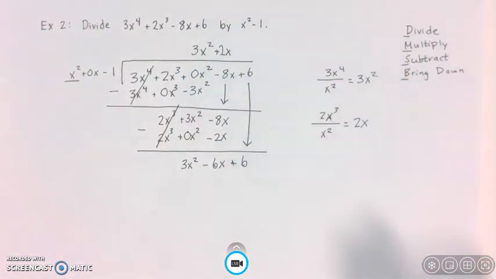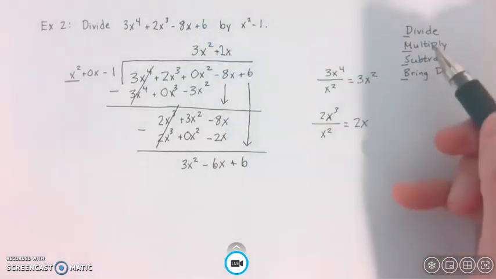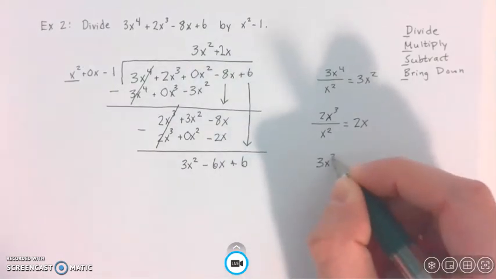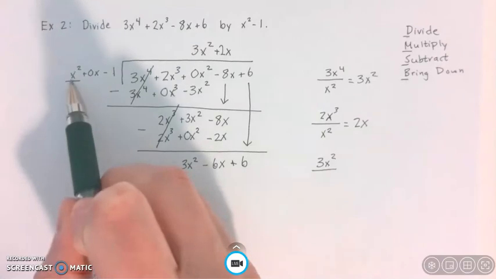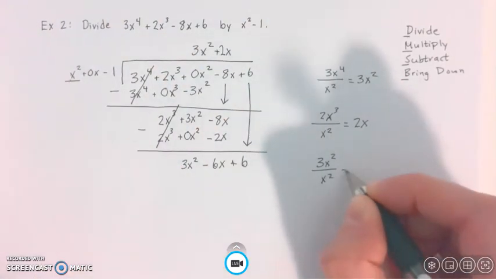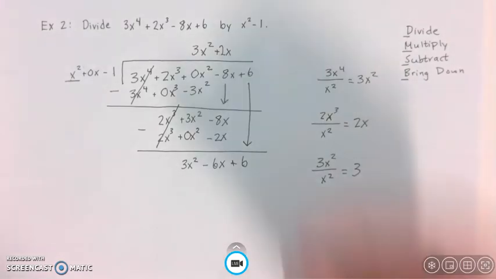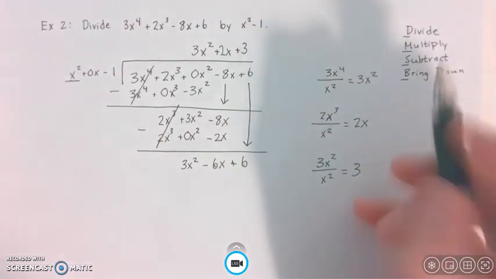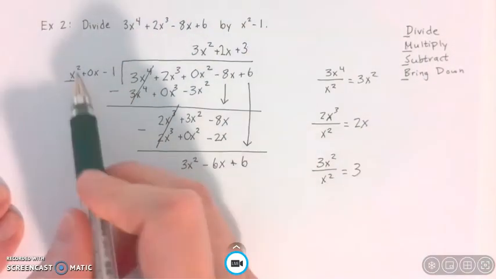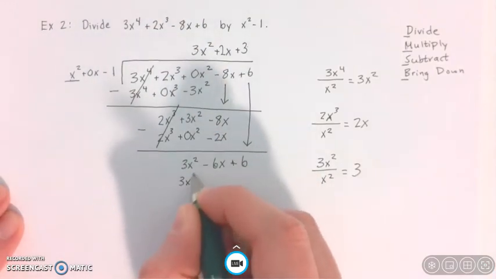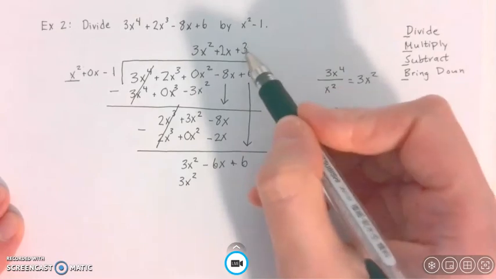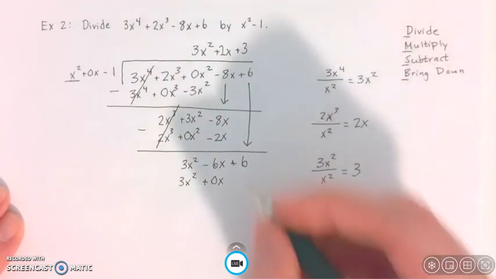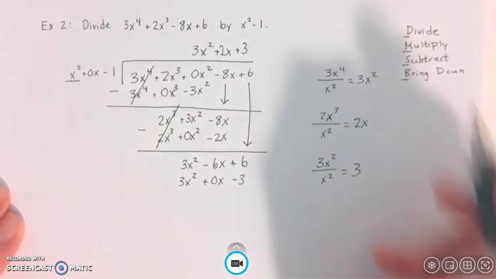So once again, because I was still able to bring down, I'm going to just go through these steps again. This time I'm going to take this first term, 3x squared, and I'm going to divide it by this first term again, x squared. So that equals 3. So I'm going to go ahead and put that in the column where my constants, my regular numbers are. And then I'm going to go ahead and multiply. So 3 times x squared is 3x squared. Notice once again that these match. That's a good sign. 3 times 0x is 0x. 3 times negative 1 is negative 3. Next we subtract.